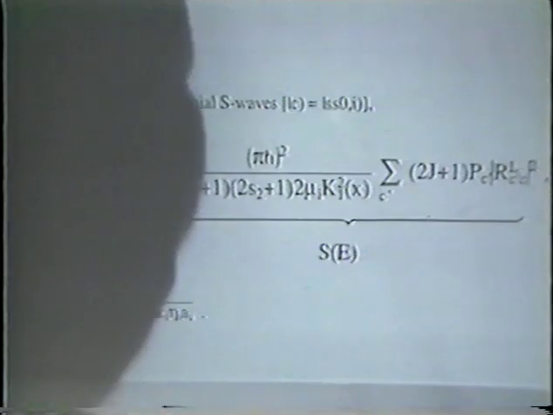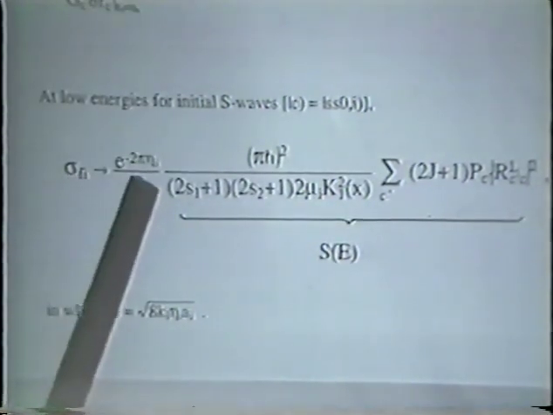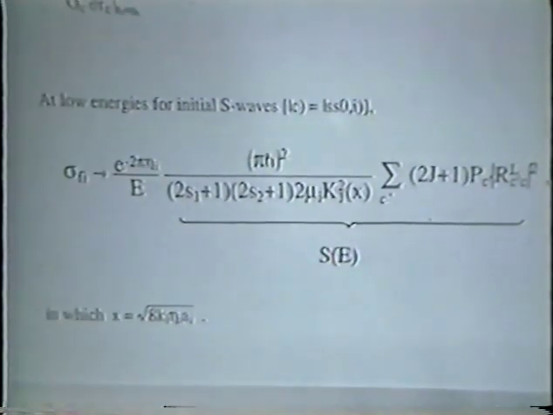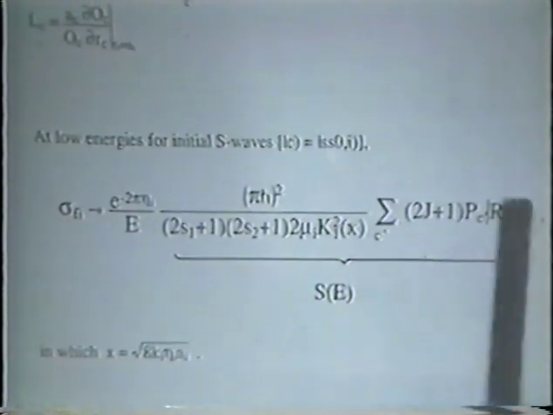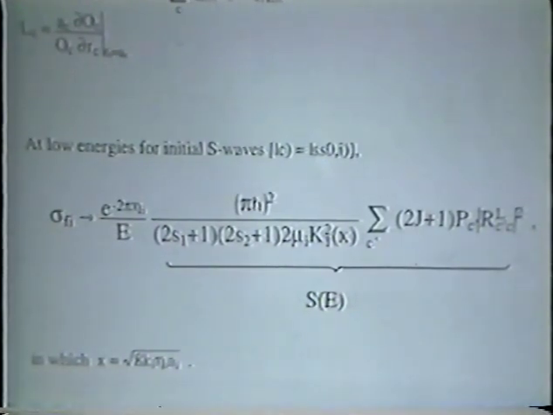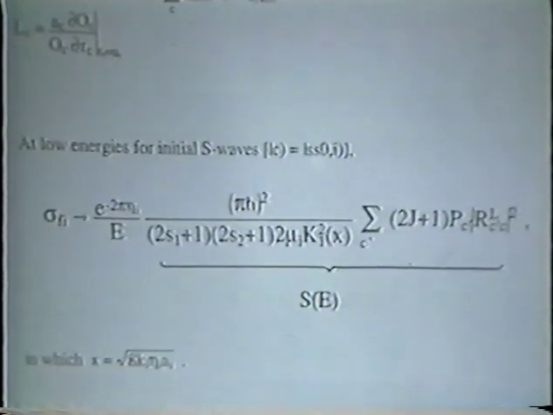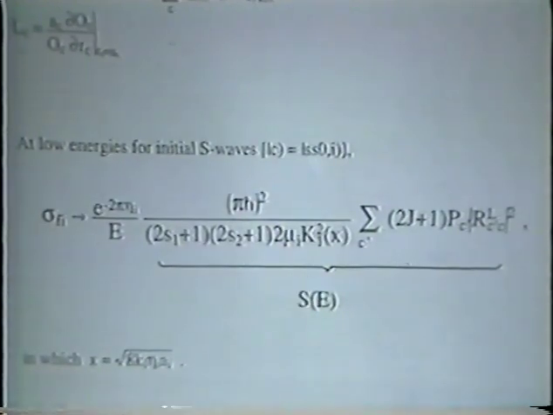The penetrability in the entrance channel, of course, goes in the low energy limit to the gamma factor, and the k squared that comes into the cross section expression becomes essentially 1 over E. And then everything that's left over, this rather complicated expression, can be lumped into what's called the astrophysical S function, which is in general somewhat energy dependent, but most people don't worry about that and just evaluate it at zero energy.